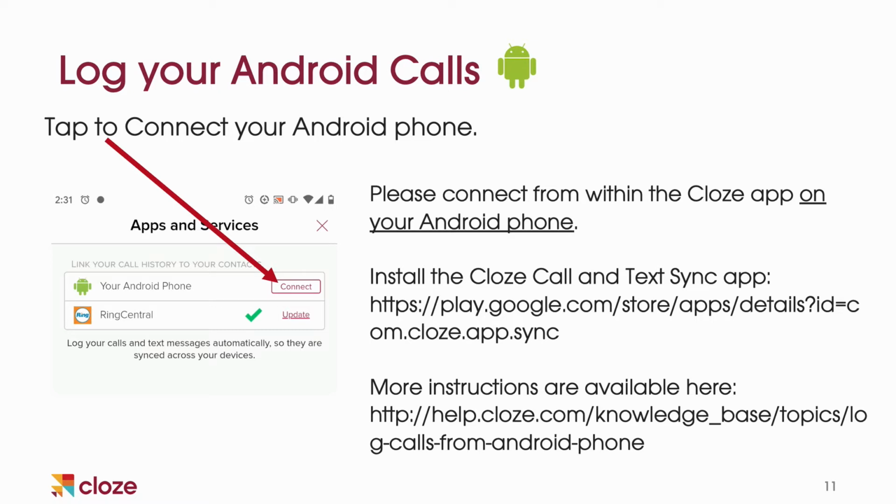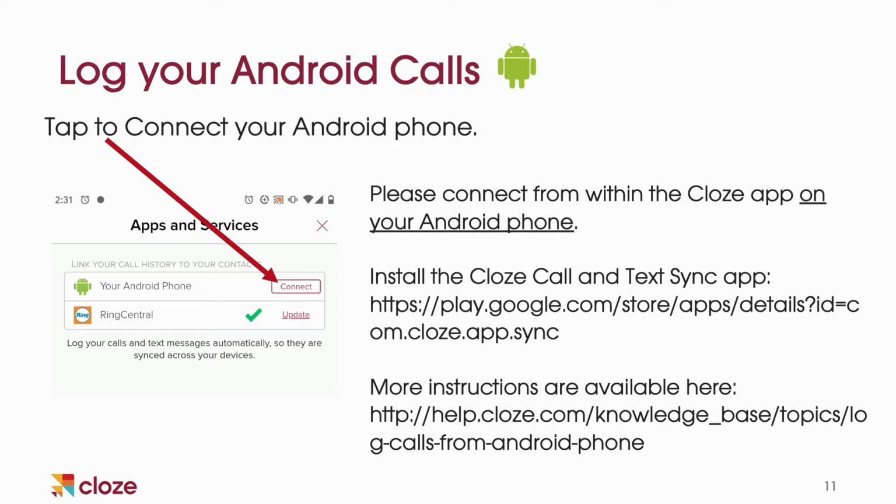You're gonna tap on that connect button. That's gonna bring you over to the Play Store. You're gonna download a completely different app. That app is dedicated to just call and text sync logging. So install that app, authorize Cloze, and then you won't have to worry about that app going forward. It'll just run in the background for you, logging all of your calls and texts for you.